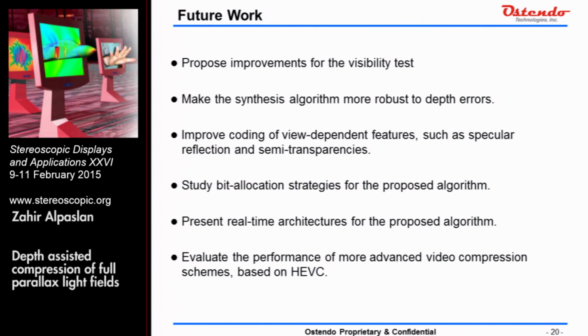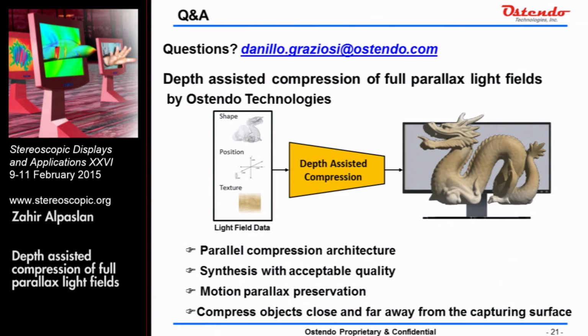We want to make the synthesis algorithm more robust to depth errors. We want to improve coding of view-dependent features such as specular reflection and semi-transparencies. We want to study the bit allocation strategies for the proposed algorithm. That is very interesting. And also we want to consider not only PSNR, but a subjective PSNR that we can obtain from our simulation software. We want to present real-time architectures for the proposed algorithm and evaluate the performance with more advanced video compression schemes such as HEVC, the high efficiency video coding.